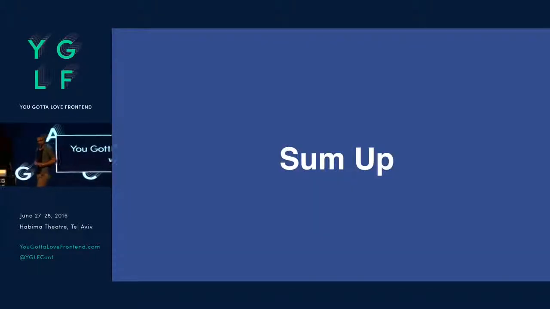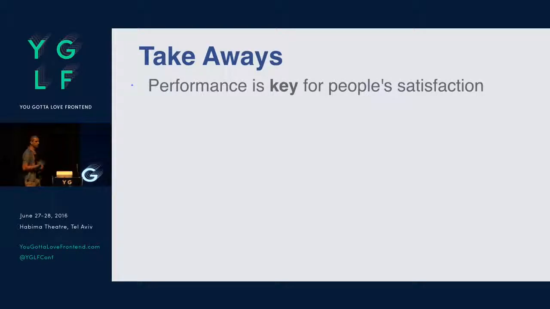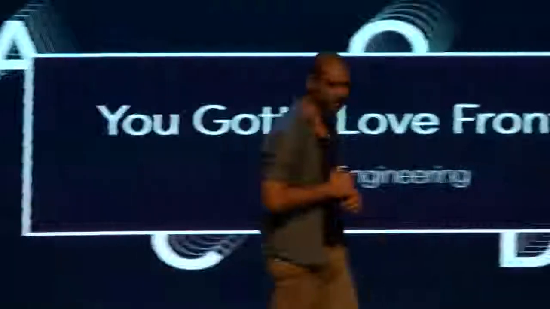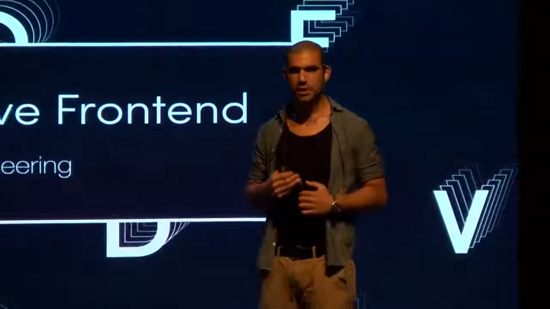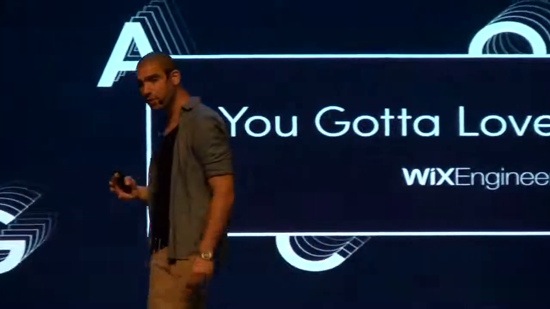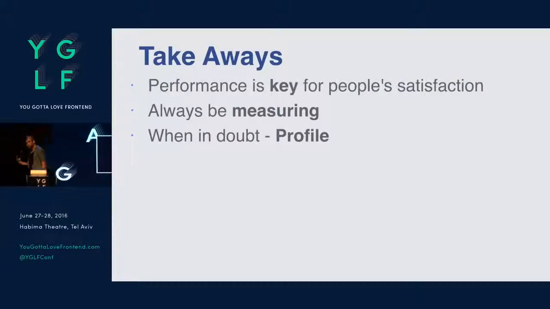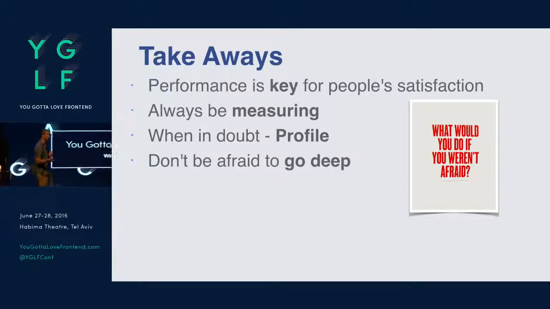That's it. I want to sum up with a few takeaways that I'd love for you to take from here. First off, performance is key for your user satisfaction and engagement. We've done a lot of experiments to confirm exactly that. You should always be measuring. That's what we do. We always measure against our goals to make sure we don't skip and we don't regress. When in doubt, profile. It gives you a lot of information about what's going on. And lastly, don't be afraid to go deep. For us, it was diving into the virtual machine code. For you, it could be the framework you're using or a library you're using.